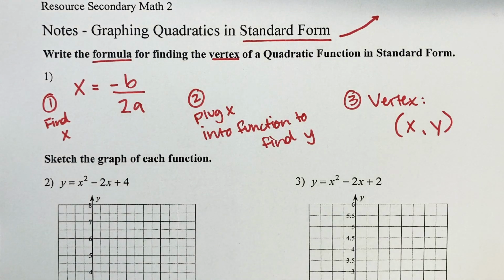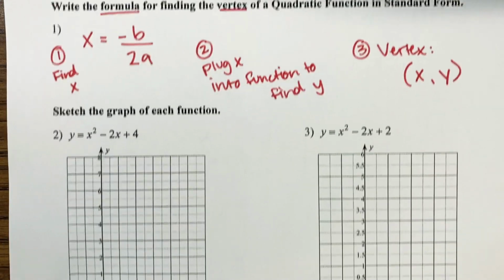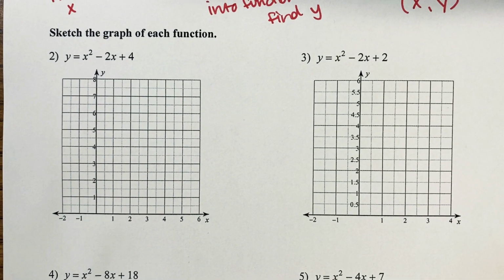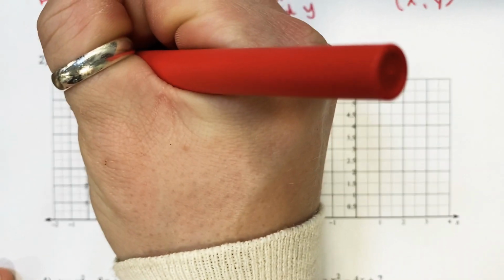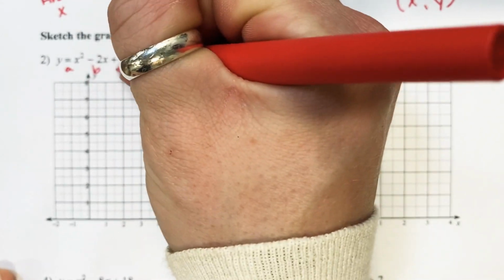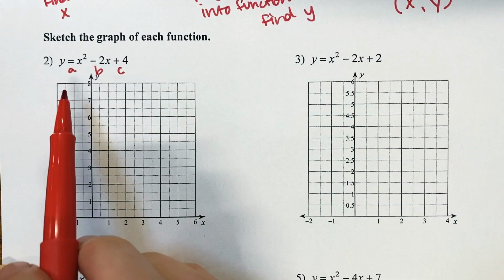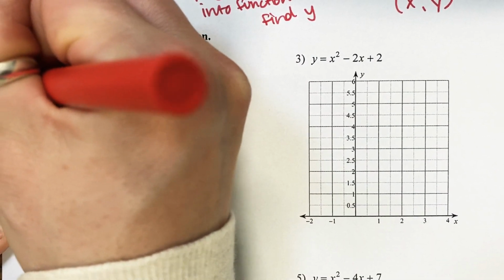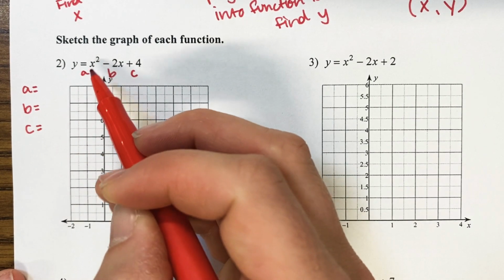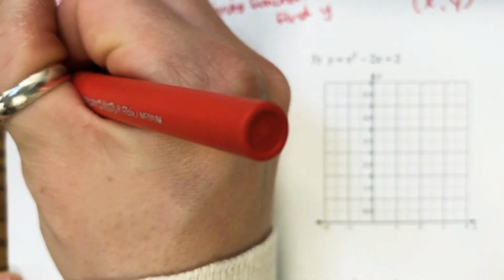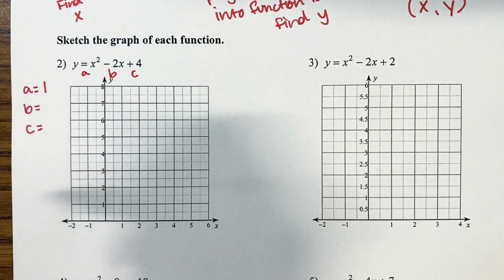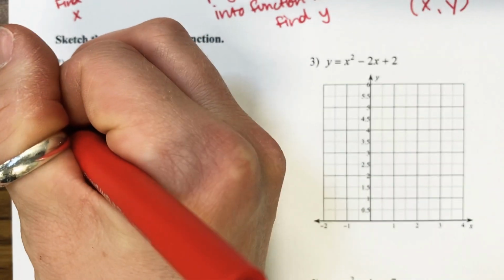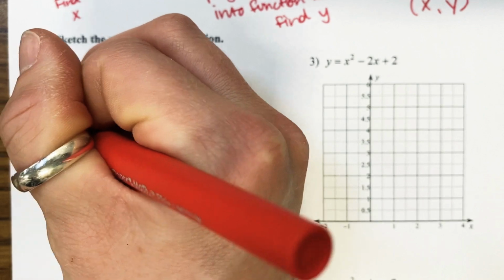Okay, so let's go ahead and practice this. Let's look at number 2. We need to identify first, before anything, A, B, and C. Just looking at them, we can even make this note on our paper over here. My A coefficient is in front of the x squared, which is just a 1, because remember, 1 being multiplied, we don't have to write it. B is going to be negative 2, and C is going to be positive 4.